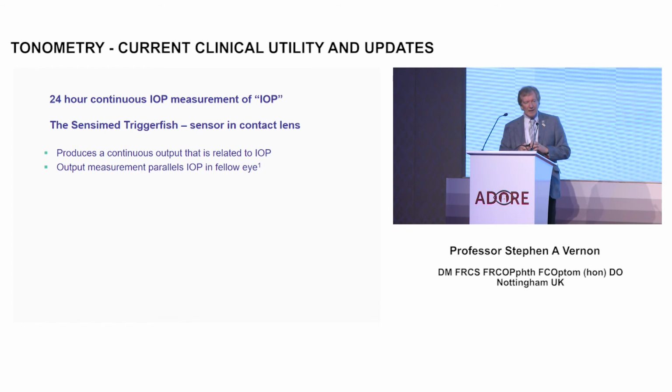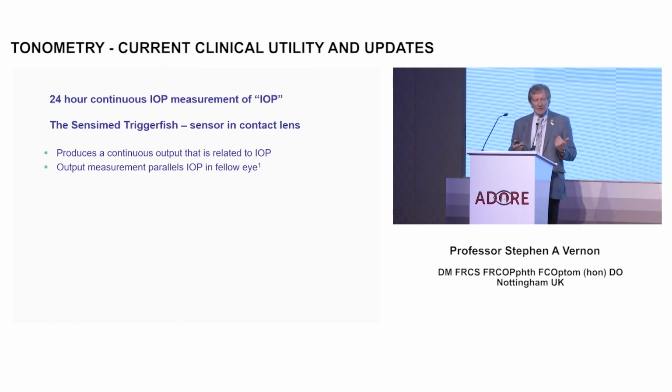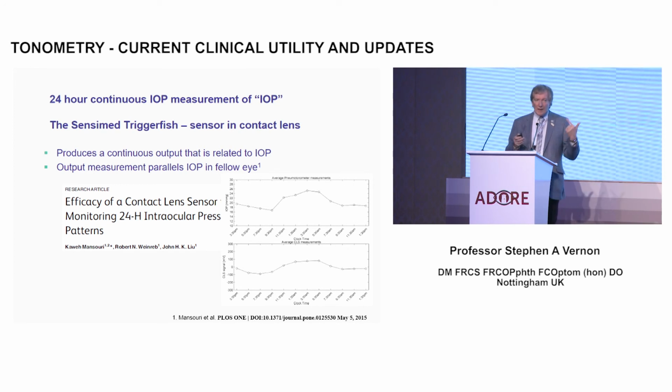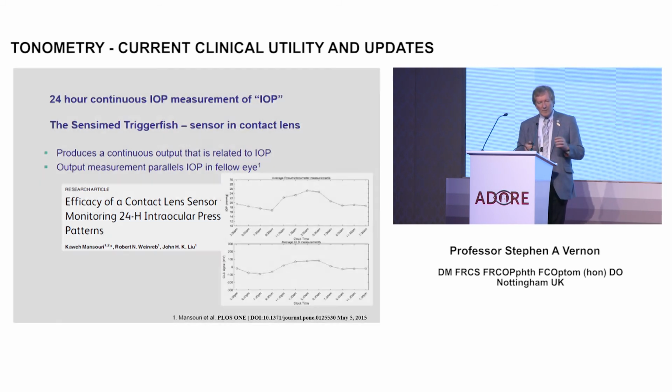And finally, measuring pressure throughout 24 hours, well, it's still just a research tool, the Sensimed Triggerfish. It's a sensor in a contact lens. And the output in the contact lens eye, if you wear it all day, will equal or be very, very similar to the output in the other eye. But in fact, it's not measuring pressure, it's measuring something else that is converted into a pressure-like measurement. So maybe that's for the future.